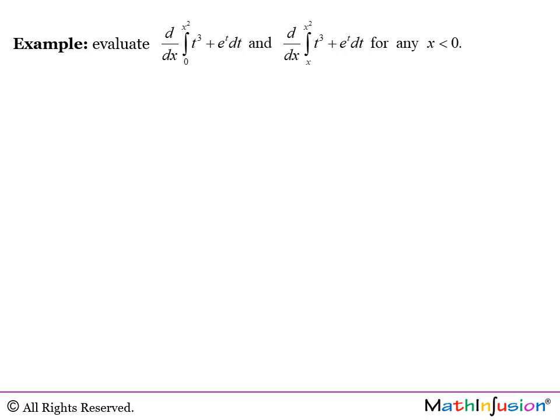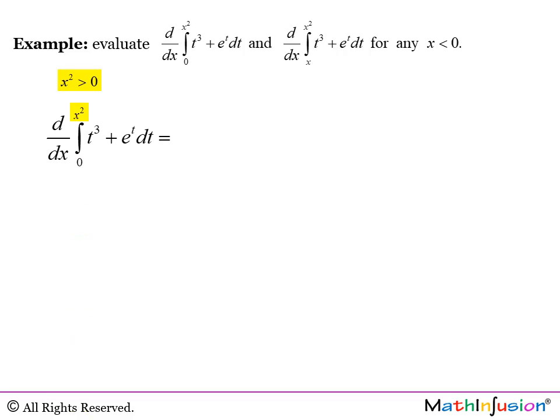Example. Let's now evaluate d dx of the definite integral between 0 and x to the power of 2 of t cubed plus e to the t dt, and then we will evaluate d dx of the same integrand, but now the limits of integration are x and x to the power of 2. And let's do it for all x which is less than 0. First of all, pay attention that x to the power of 2 is greater than 0 if x is less than 0. And I'm not bothered by this integrand, it's continuous everywhere.